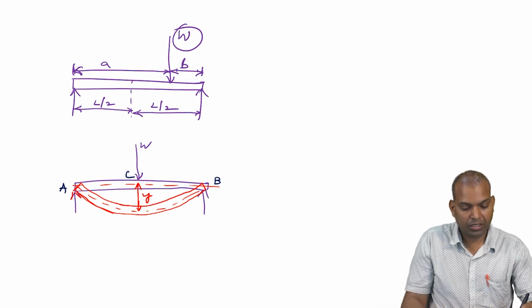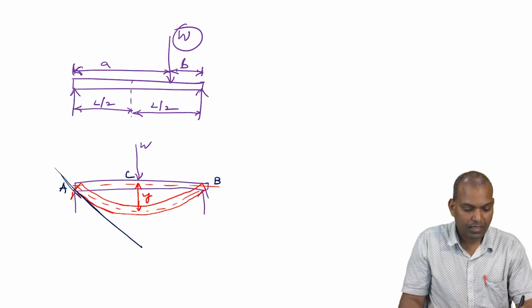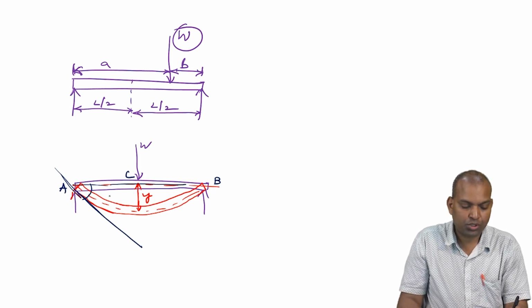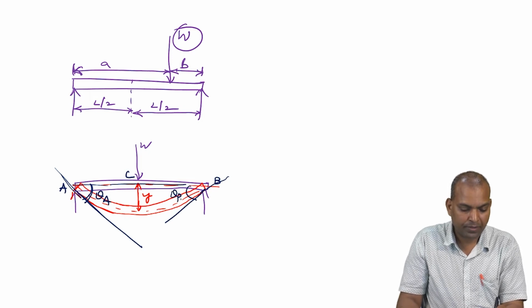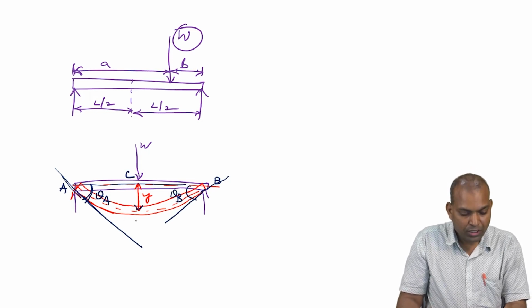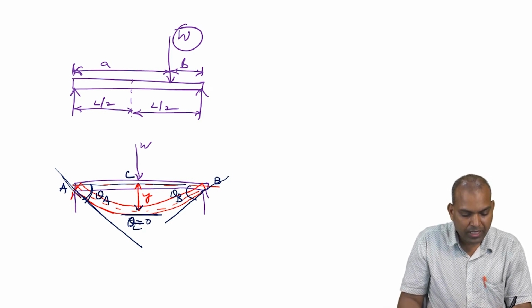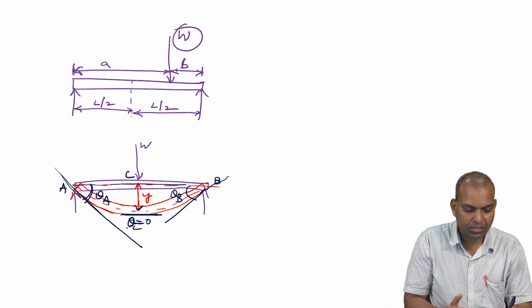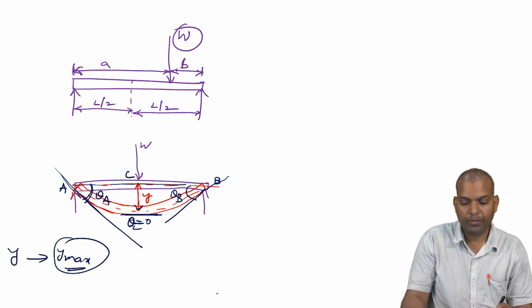So for the deflection curve, there is a tangent. If you draw a tangent, the angle between the original axis and the tangent is known as the slope, theta A. This is the tangent, this is theta B. What is the slope here? The slope is 0. That is, theta equals 0 at C. Where the slope is 0, the deflection that occurs is known as the maximum deflection. Y becomes Y maximum.